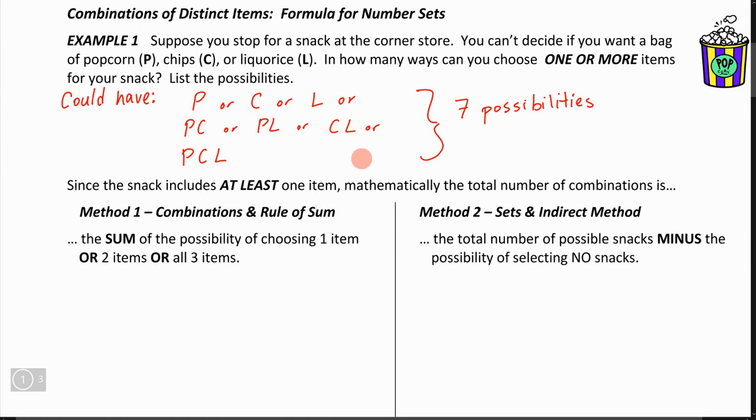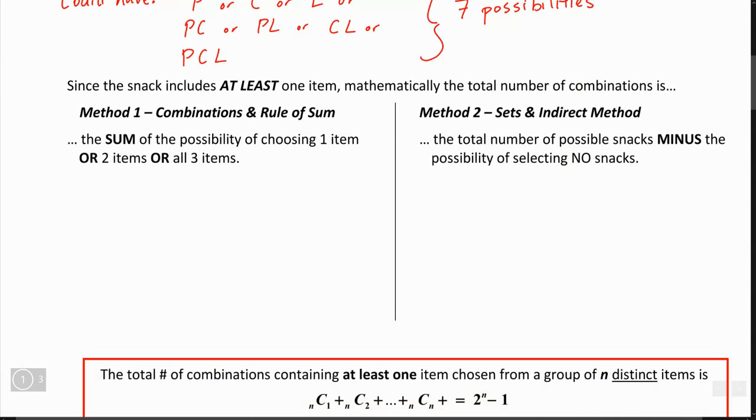Since the snack includes at least one item, mathematically the total number of combinations can be found using a couple of methods. Method 1, using combinations and the rule of sum: the sum of the possibilities of choosing one item, or two items, or all three items. So we could have done 3 choose 1, choosing just one item from a set of 3.